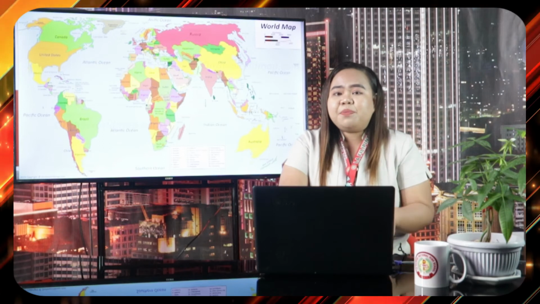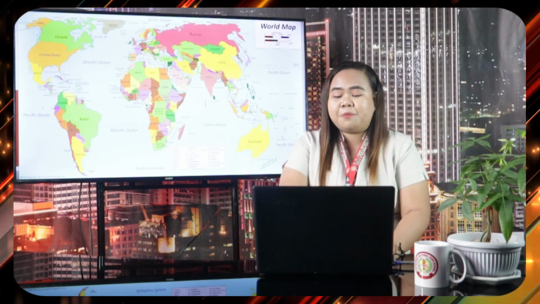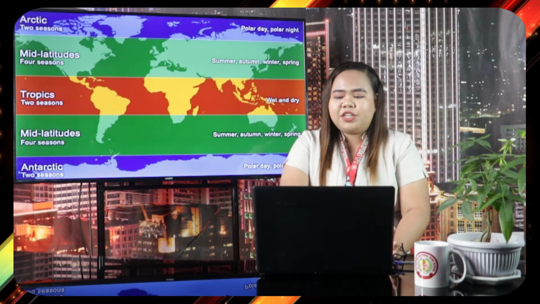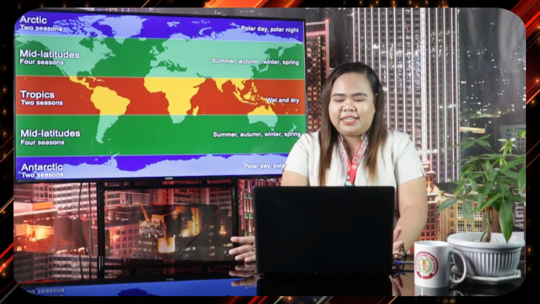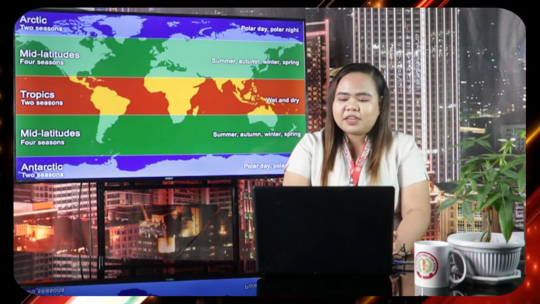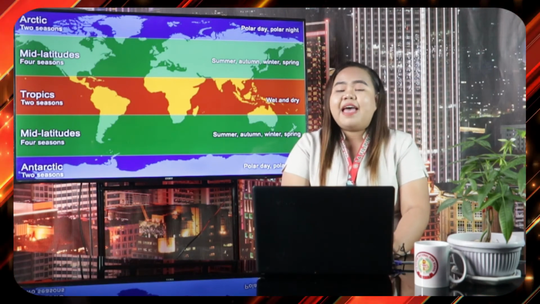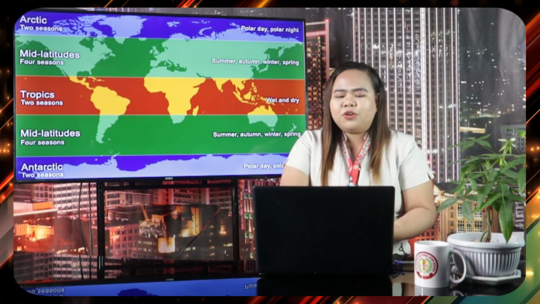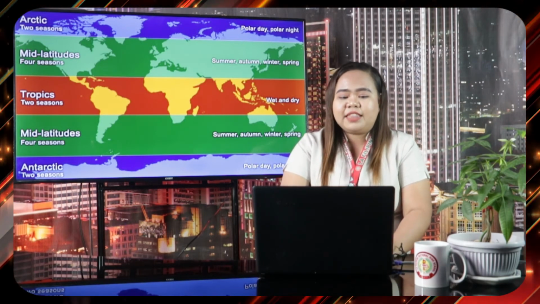So now, let's try to name countries with their corresponding seasons. Using a map of the world, if you have a map out there at your home, you may bring it up or use it in our activity. In your previous knowledge, you already know that we have different imaginary lines: the Arctic, the mid-latitude or the Tropic of Cancer, Equator, Tropic of Capricorn, and the Antarctic. Kindly locate or name some countries that are located in those imaginary lines.